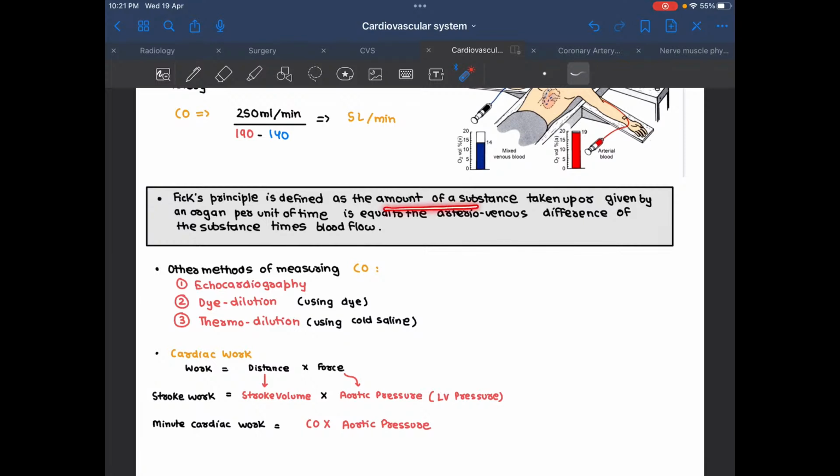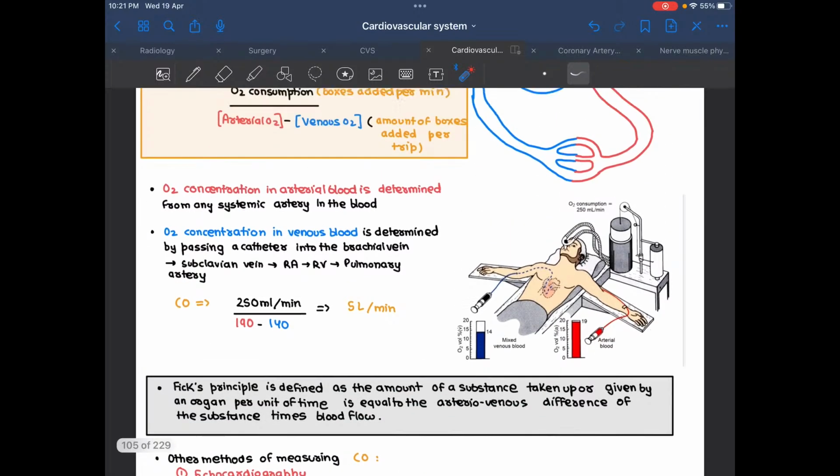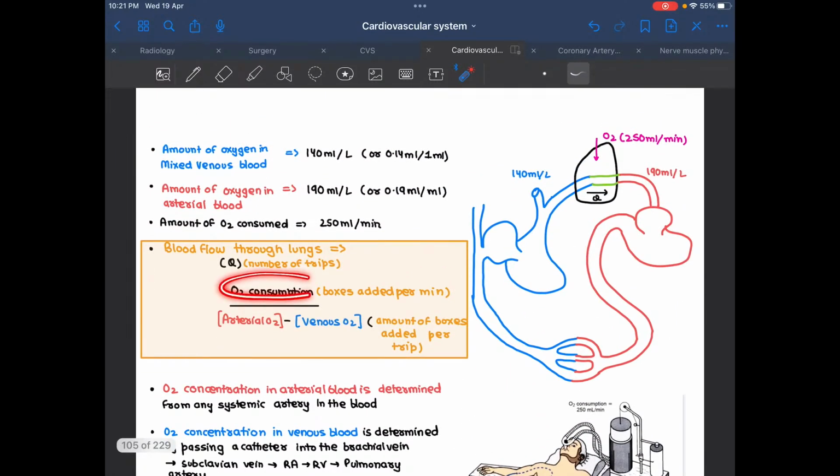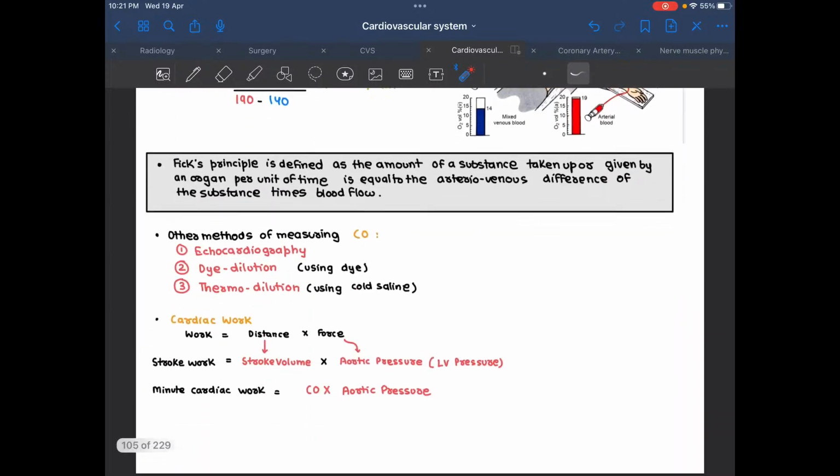the Fick principle is defined as the amount of substance taken up or given by an organ per unit time. That is equal to the arteriovenous difference of the substance times the blood flow. They've already reversed it. So it says that the amount of substance is equal to the flow times the difference. Or if I want to calculate the flow, I can take the oxygen consumption divided by the arteriovenous difference in the oxygen concentration. So it means the same thing.